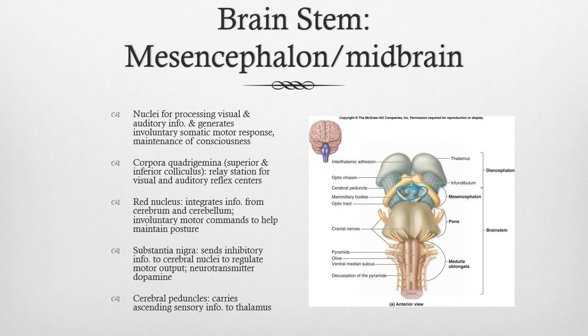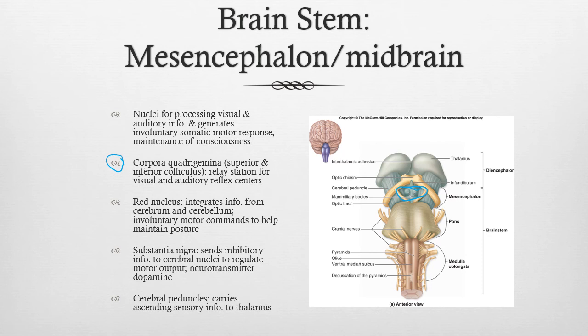And the majority of those visual and auditory reflexes, kind of putting the two together, occurs within the corpora quadrigemini. A little bit next to that, and a little bit lower, we have the red nucleus. The red nucleus and the substantia nigra are both going to extend out from the pons there. And as they do so, we have the ability to control many of our motor functions.